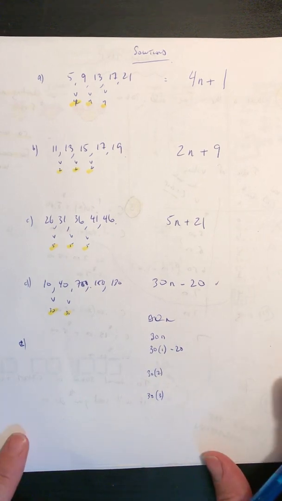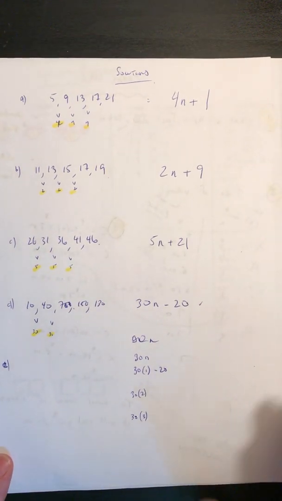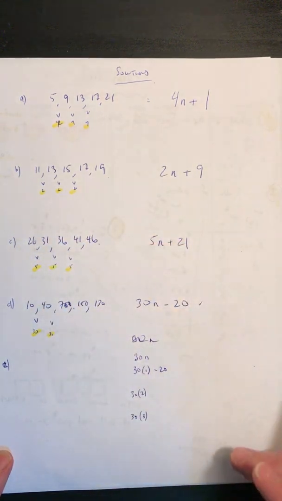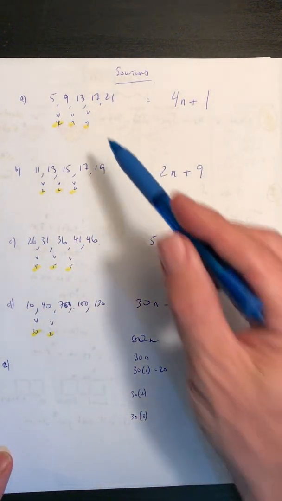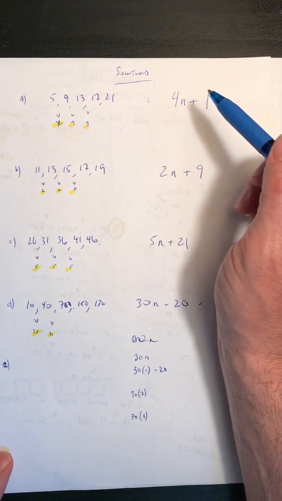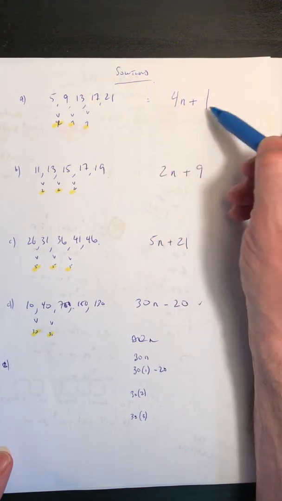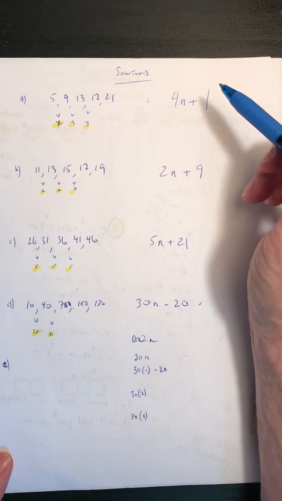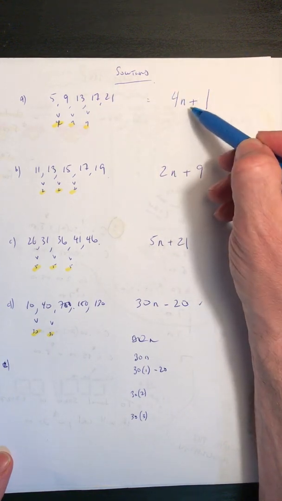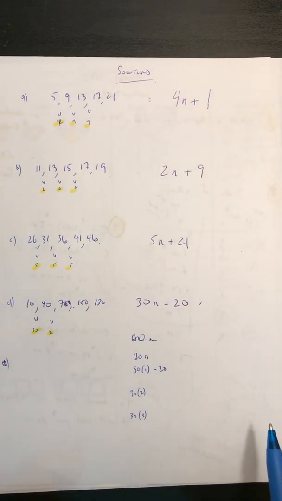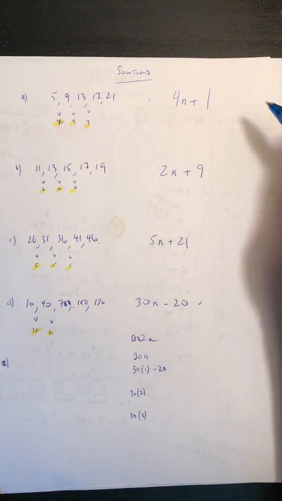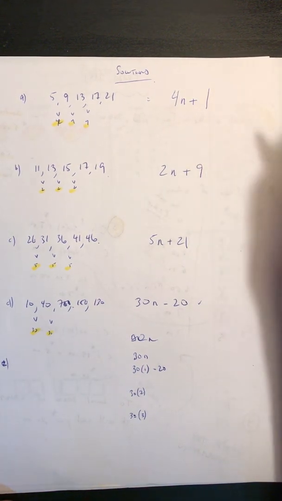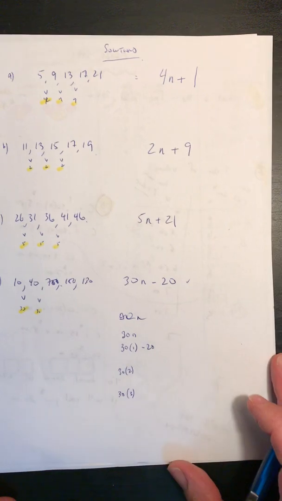So these are the solutions to the questions. So A, B, C, D, numerical patterns. Okay? 5, 9, 13, 17, 21. We've got a difference of 4, so R is 4n plus 1. Remember, 4 is the difference between each term number. That's going to be the coefficient, and then you can fiddle around with the constant, what's being added onto it. Okay? 2n plus 9, 5n plus 21, and 30n minus 20.